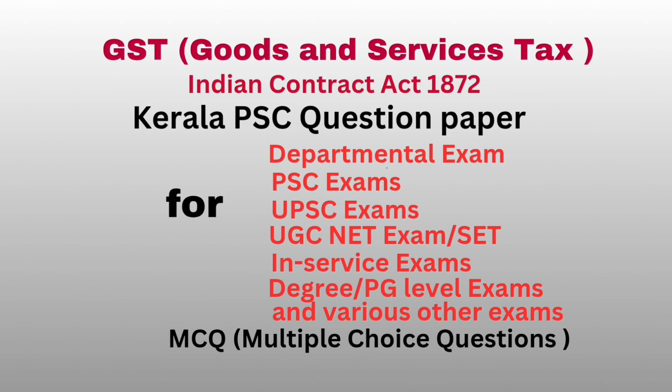Question number 12. Turnover in state excludes which of the following? Option A, central tax. Option B, state tax. Option C, both 1 and 2. Option D, none of the above. Correct answer: both 1 and 2, that is central tax and state tax.